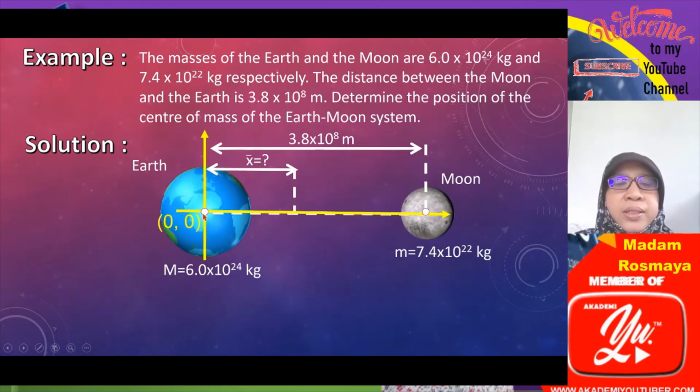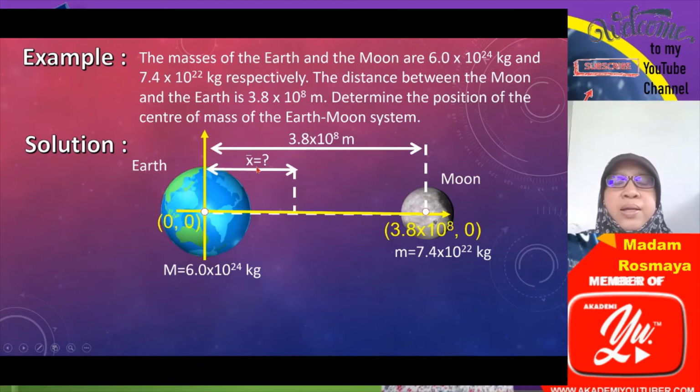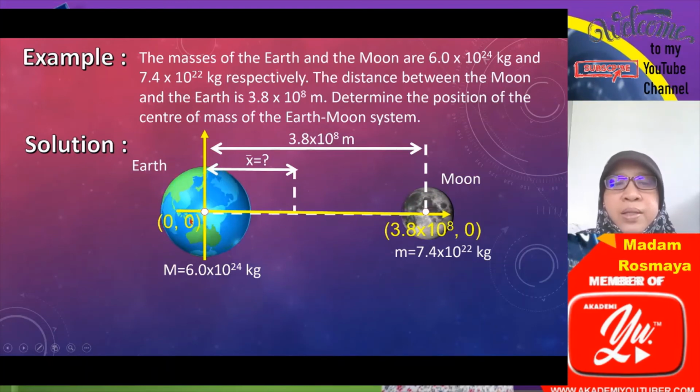So here is the origin, 0, 0. This point will be at distance 3.8 times 10 to the power of 8 and 0, x and y coordinate. The y coordinate is 0, so there is no need to calculate bar y. We only calculate bar x because the y coordinate for both Earth and Moon is already 0.